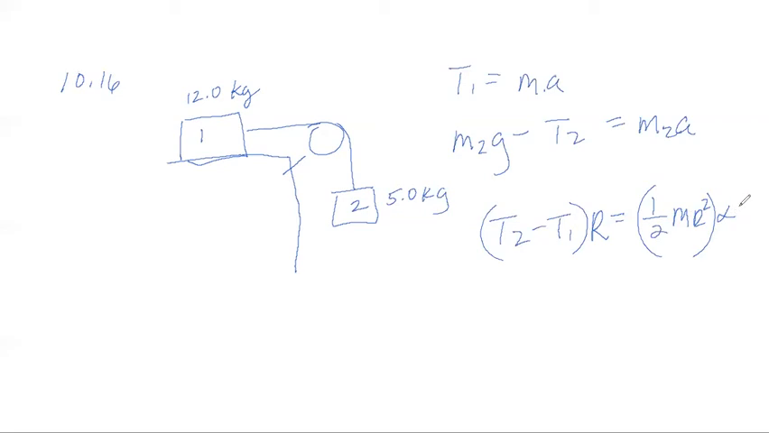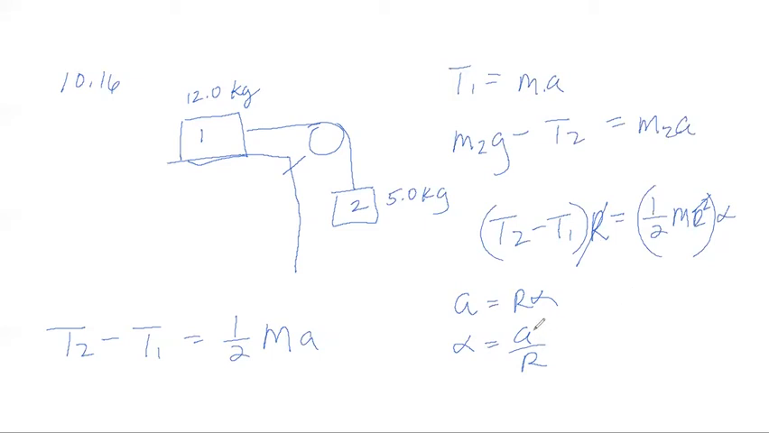Okay, now we don't want to deal with A's and alphas, so let's go ahead and change that. A equals R alpha, right? So alpha equals A over R. So I'm going to go ahead and take one of these R's out already. So T2 minus T1 equals 1/2 MA, because I take the A over R and substitute it here, and the other R cancels, and I've got MA.